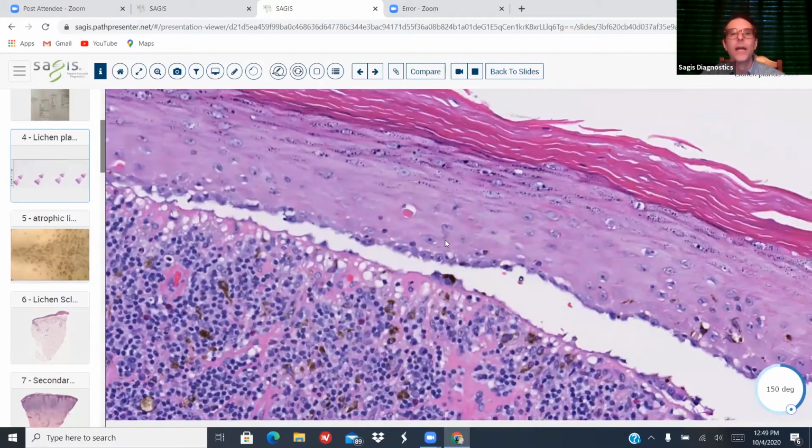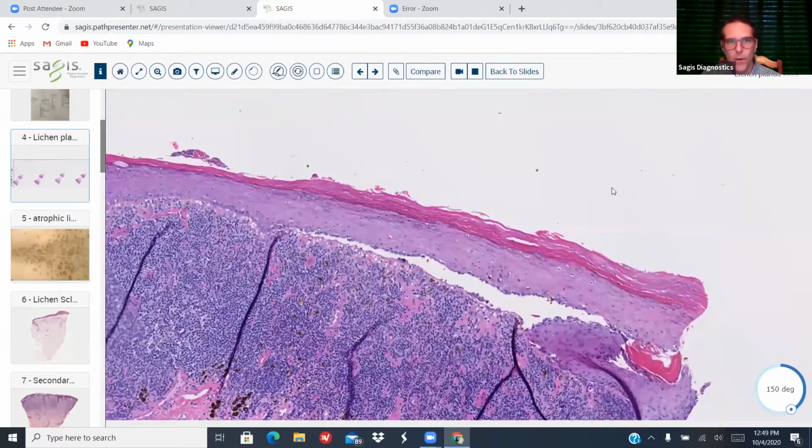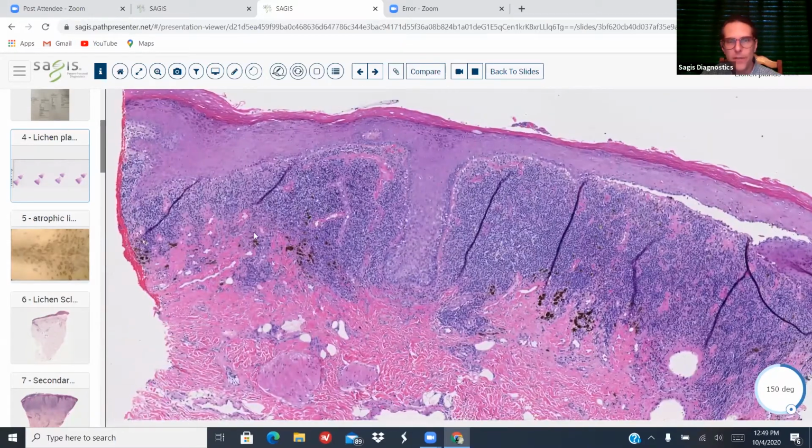So we are dealing with an interface dermatitis. And so when we go back to lower power, we now know that it is an interface dermatitis, that it's lichenoid because we have a band-like infiltrate of inflammatory cells. And then based on the cell type we're going to do next, we can help try to figure this out.